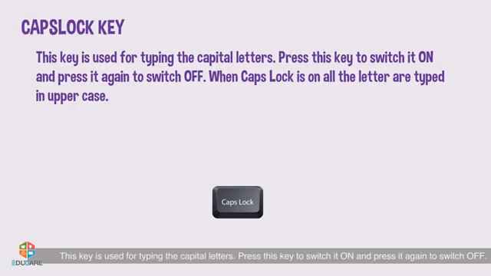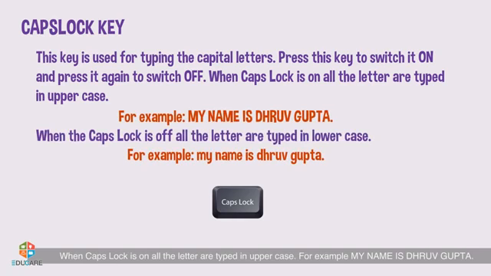Caps Lock key. This key is used for typing capital letters. Press this key to switch it on and press it again to switch it off. When Caps Lock is on, all the letters that are typed are in uppercase. When Caps Lock is off, all the letters are typed in lowercase.